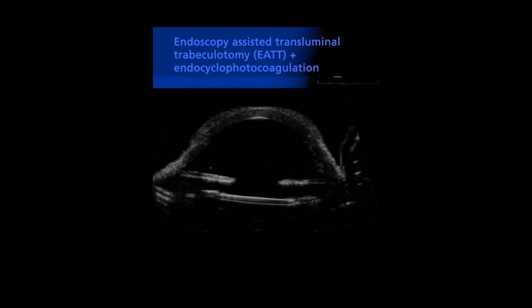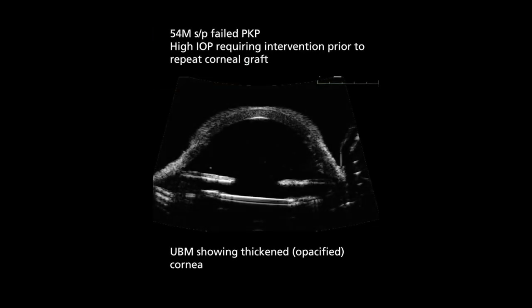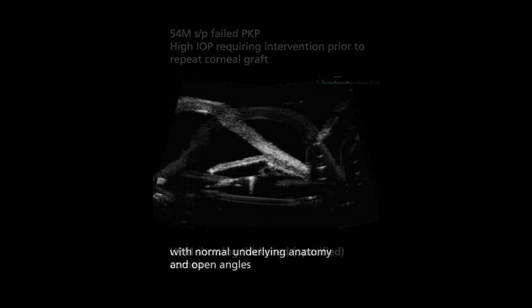This is Matt Schlenker from the University of Toronto presenting our case of endoscopy-assisted transluminal trabeculotomy and endocyclophotocoagulation. This gentleman had a penetrating keratoplasty which failed, followed by a DMEK which also failed, and was sent to us for uncontrolled eye pressure and difficulty tolerating his medication with the hope of repeating his graft in the future.